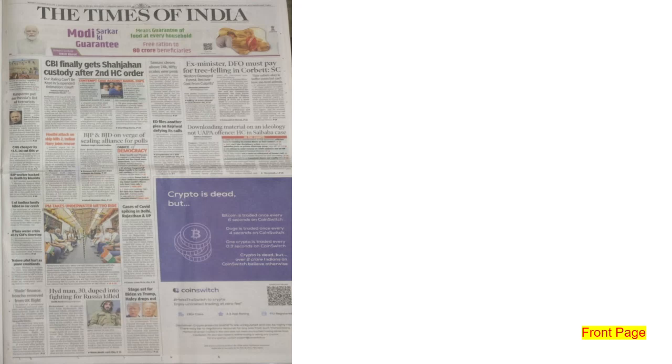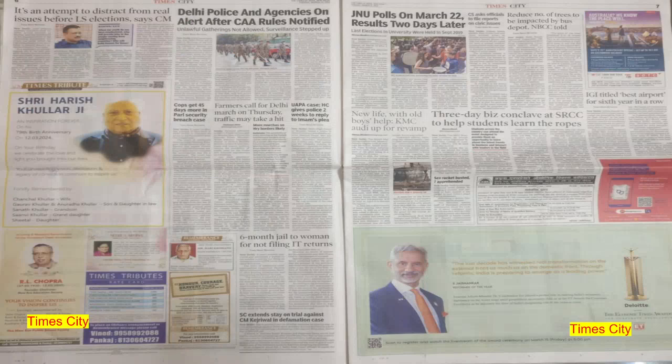Okay, and then if you flip the page, we come down to page number 2 and 3, or 4 and 5, 6 and 7, 8 or 9, whatever. You can see at the top Times City being written here, and again Times City is written here. Times City means if you are living in Bangalore or even in Agra or Jaipur or Delhi or Faridabad or Noida, this particular section changes because there will be the news of your city only. This section is from Delhi, so you find the news relating to Delhi only.